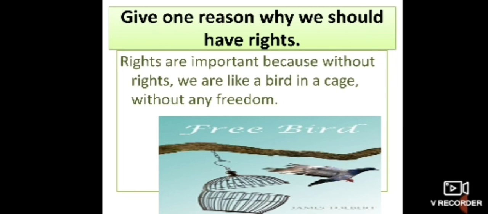Yes, if the rights would not be there, we will not be able to go anywhere. We will not be treated equally. We will not be able to speak whatever we want to say. We will not be able to worship the God, whoever we want to worship. Yes, that's why rights are very important. Okay, they give us freedom. They make us free. Okay, so this is all about the fundamental rights.